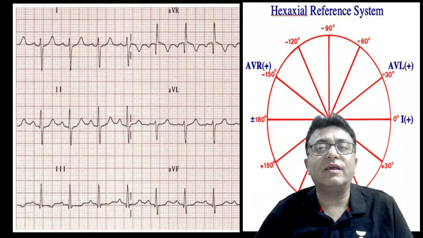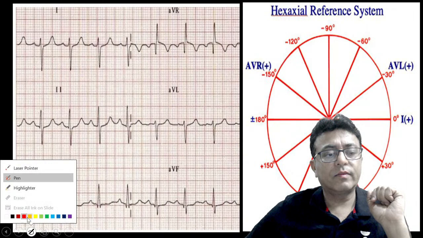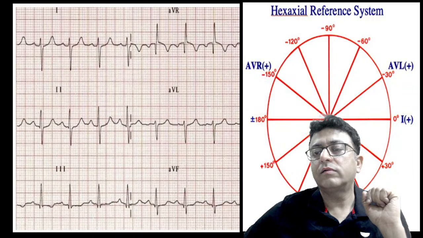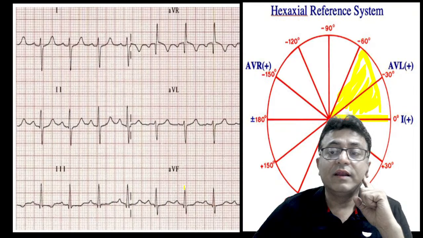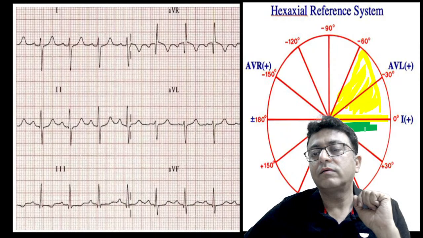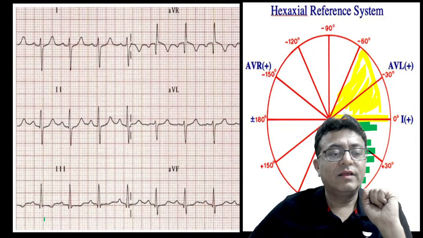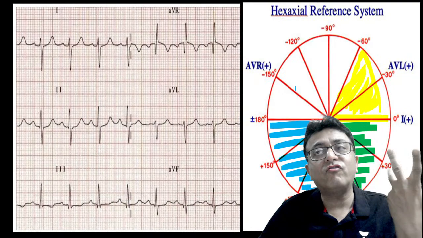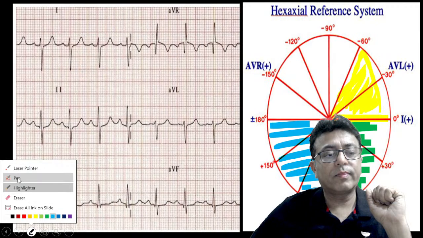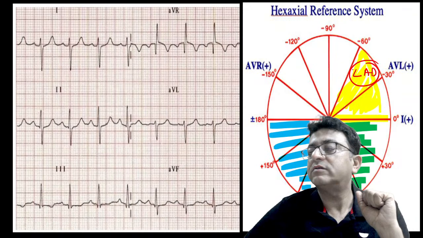See, if axis comes here, in this quadrant, this is left axis deviation. Then your green indicates normal axis. Then when axis is from 90 to 180, this is right axis and this is extreme axis. So if your axis comes here, it is left axis deviation. If it comes here, it is right axis deviation.